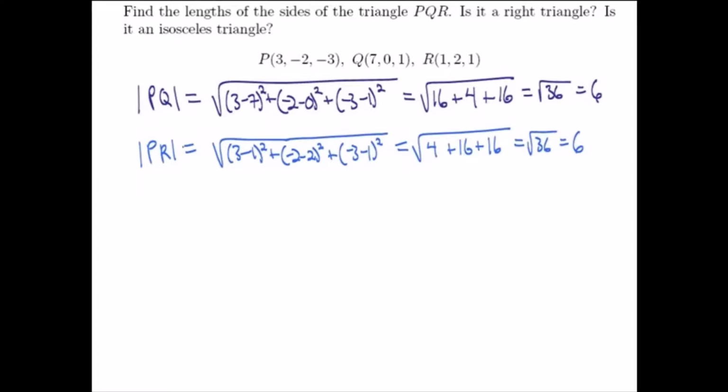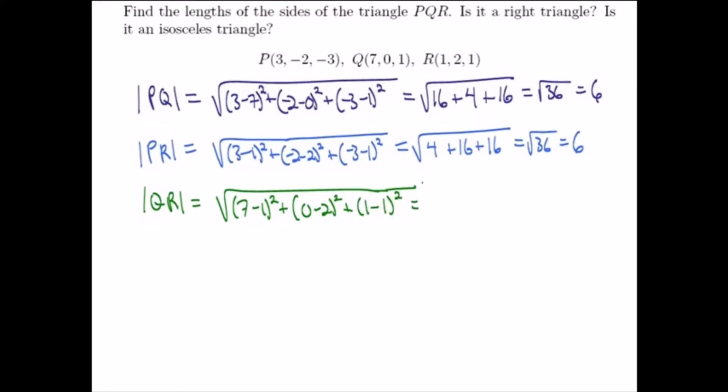Let's go ahead then and find the distance from Q to R, the length of side QR on this triangle. So again, using the distance formula for 3 dimensions, we're going to take the difference of the x values, 7 minus 1, and square that. We'll take the difference of the y values, 0 and 2, 0 minus 2, and square that. And finally, the difference of the z values, well, there is no difference there. 1 minus 1, that's going to give us 0.